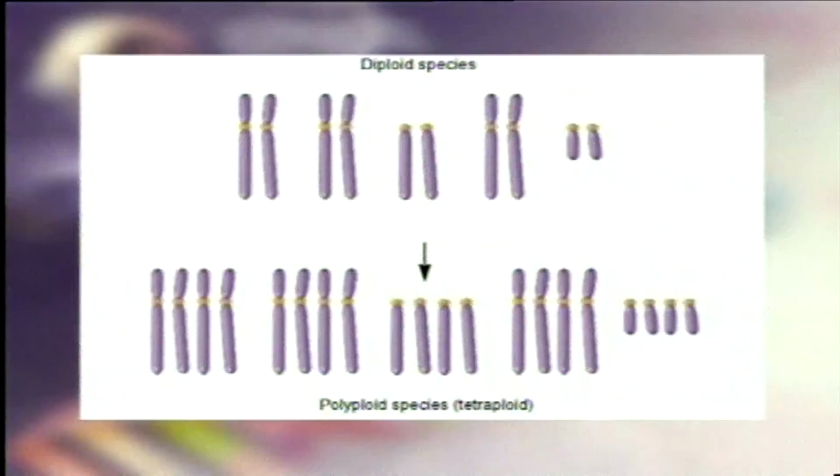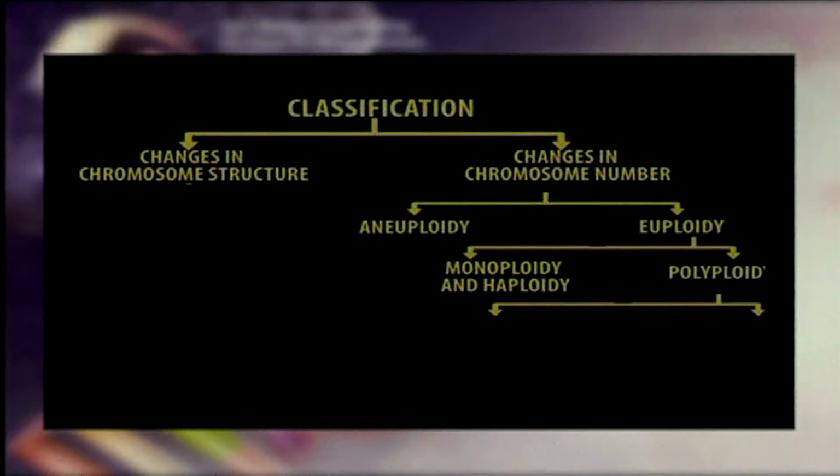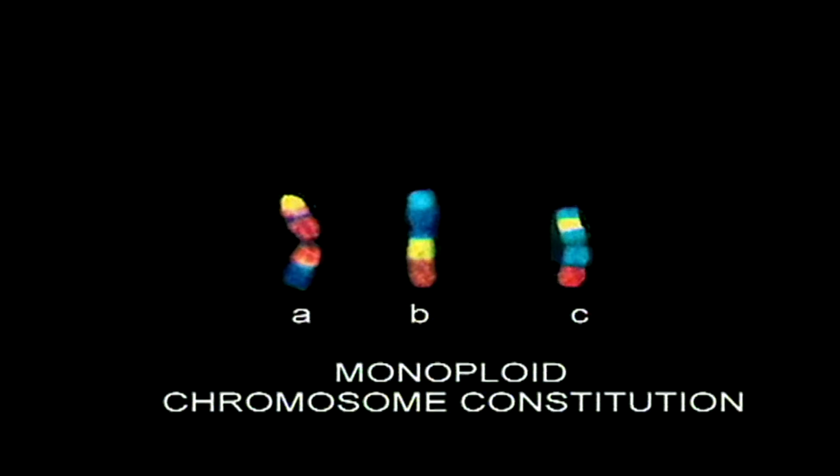Now, the other form of change of chromosome number is the increase or decrease of the number of sets of chromosomes. This is called euploid variation. Euploid variations are designated with reference to the diploid state. These variations may be grouped into 2 broad categories, that is monoploidy and polyploidy. Dear students, monoploidy denotes the presence of a single copy of a single genome.